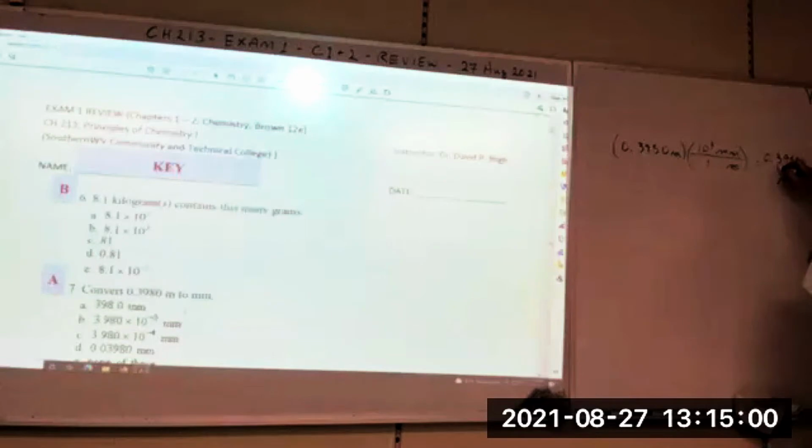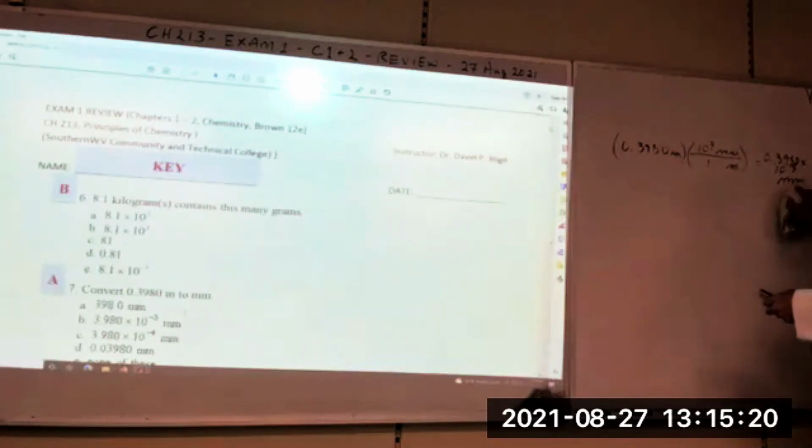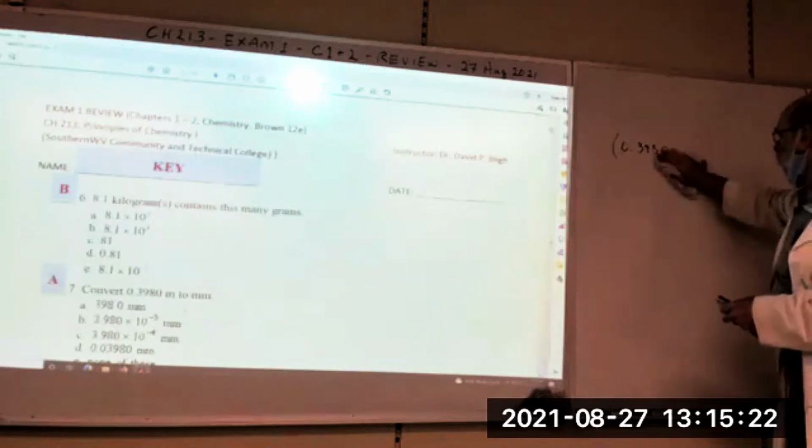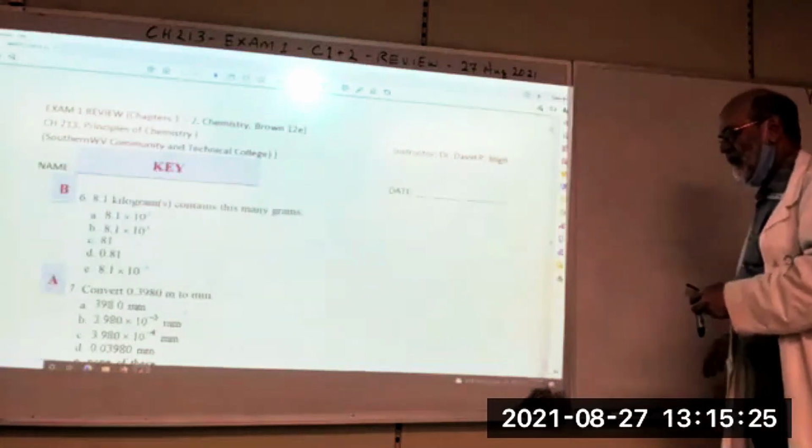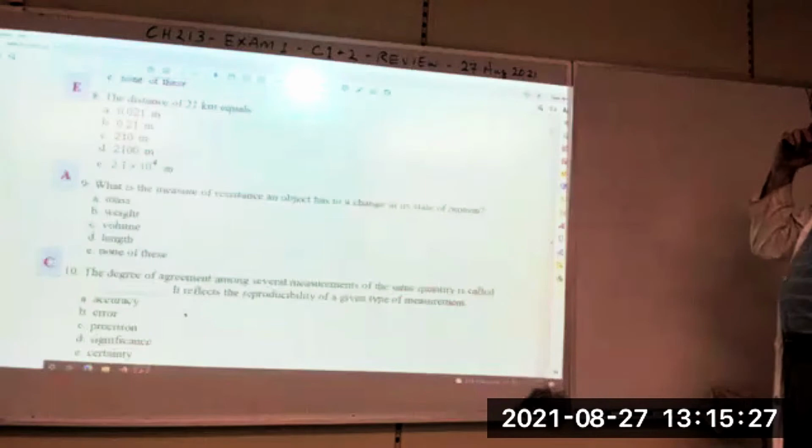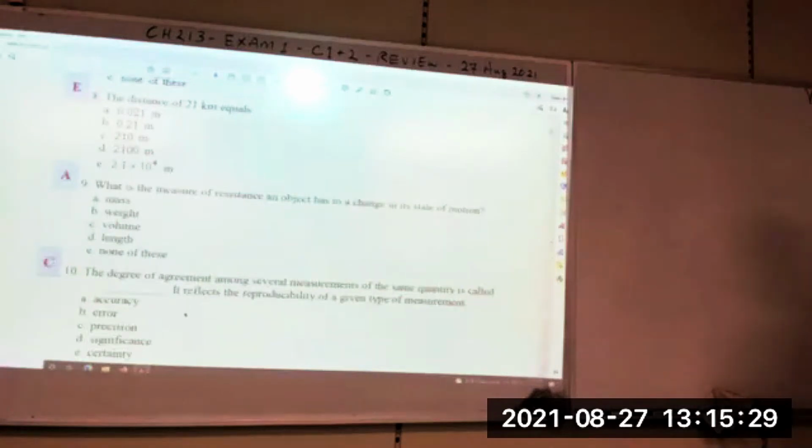So if we say 0.3980 times 10 to the third, and we want to put that in standard notation, then you got to multiply 1,000 times this, which means the decimal's moving to the right. You got to make it bigger. So it goes 1, 2, 3. There we go, 398. So there's more than one way to solve this problem. All right. We don't need to do that one again.